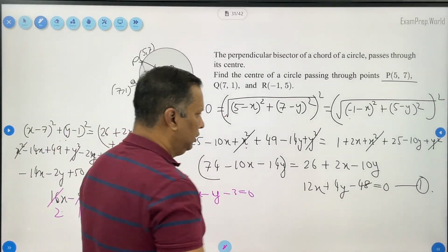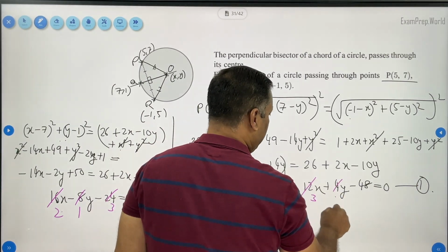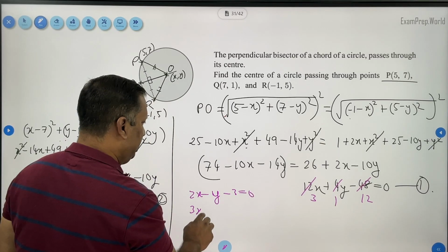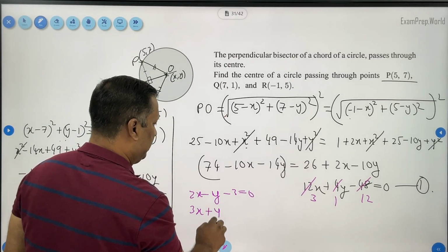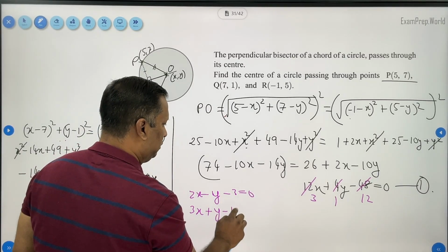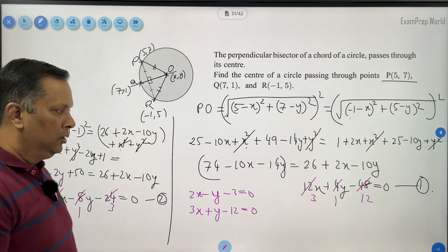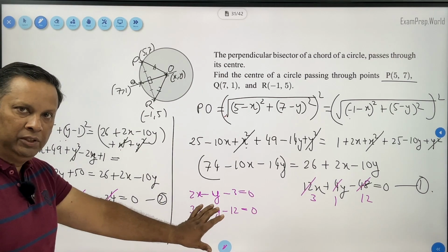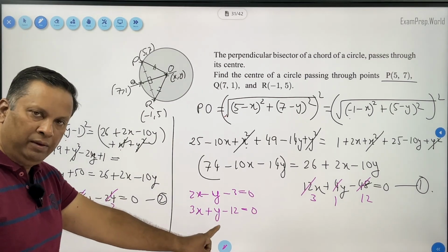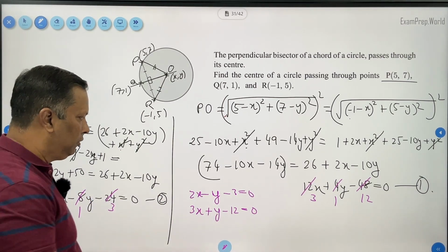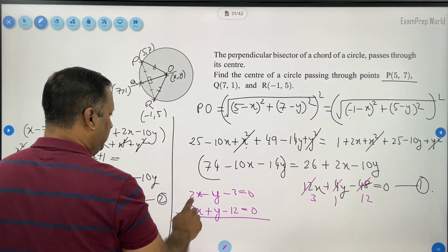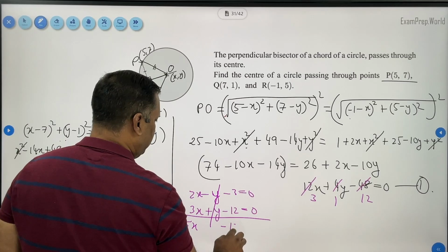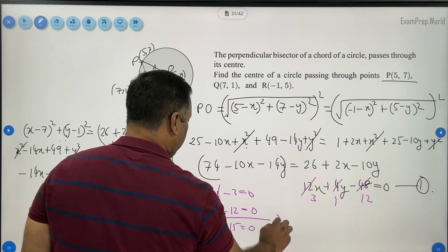This also we can do: 4 3 times, 4 1 times, and 4 12 times. So it is 3x plus y minus 12 equal to 0. Now these two small equations we have, correct? Now simultaneous equations, let's solve them. You have negative y, positive y, so we'll add them instead of subtracting. This becomes 5x minus 15 equal to 0, therefore x equals 3.